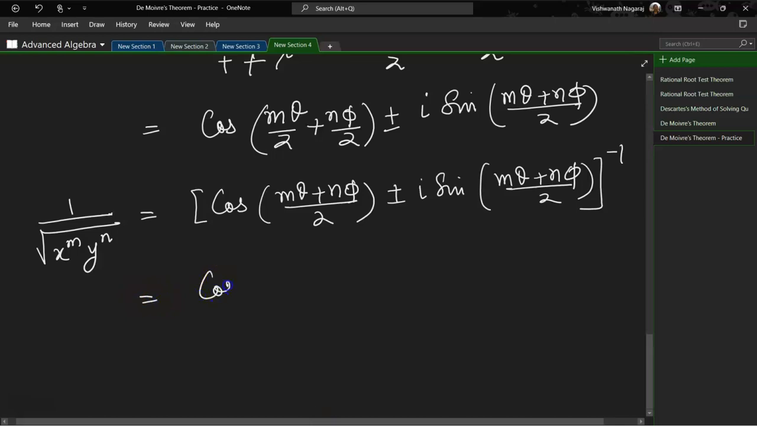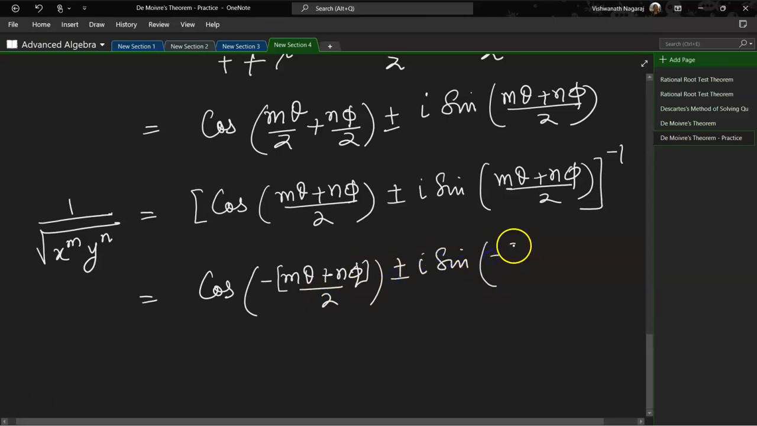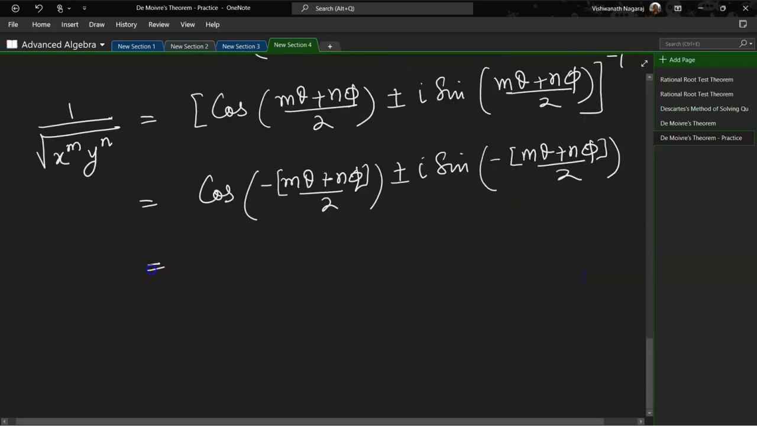This becomes cos of minus (m theta plus n phi) by 2 plus or minus i sin of minus (m theta plus n phi) by 2. Okay, cos of minus x is what? Cos x. So we can write it as cos (m theta plus n phi) by 2 plus or minus. Now what is sin of minus x? It is minus sin x.